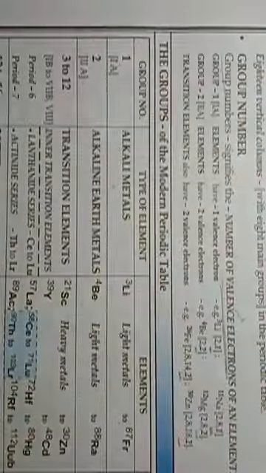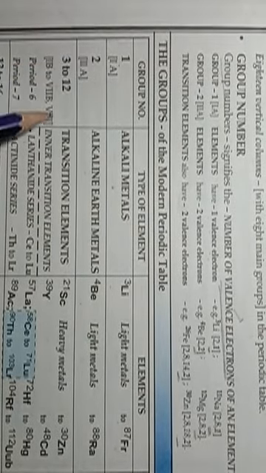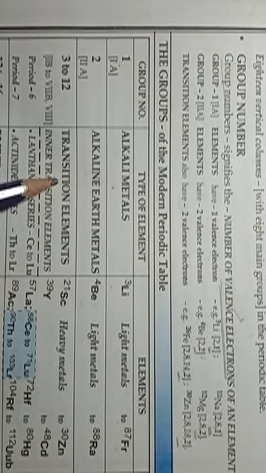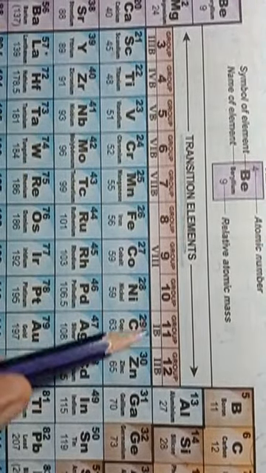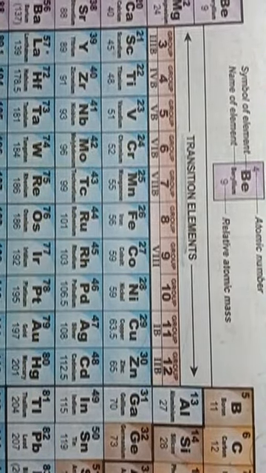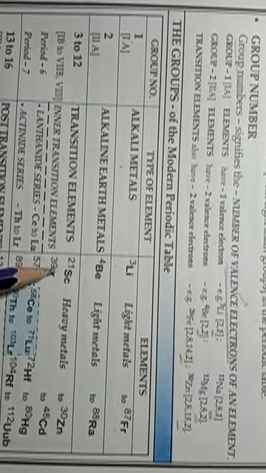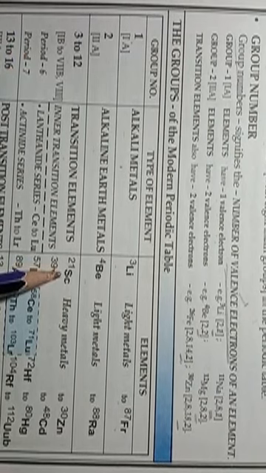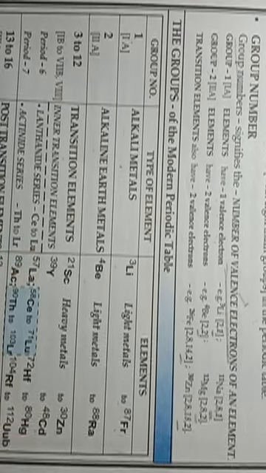Okay students, then groups 3 to 12 are collectively known as transition elements. So group numbers 3 to 12, all these elements are collectively known as transition elements. Examples are given here from scandium to zinc and from yttrium to cadmium.